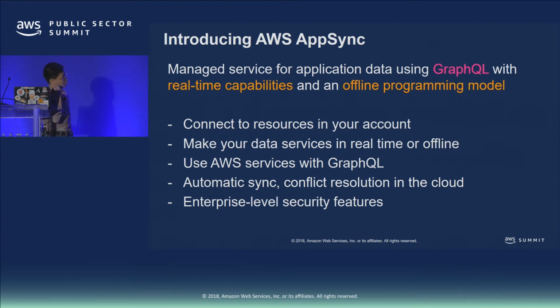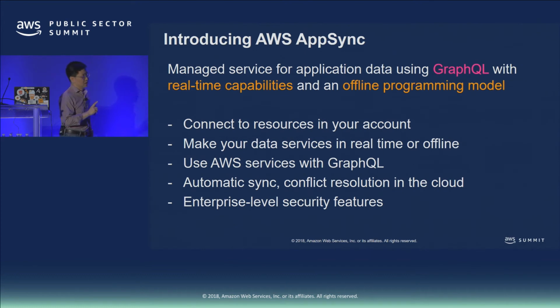So I would like to introduce AWS AppSync. It's our managed service for GraphQL. It supports all those real-time capabilities and offline programming models. You can connect to a resource in DynamoDB, an Elasticsearch database, or you can just connect to a Lambda, which opens a lot of opportunities for you.